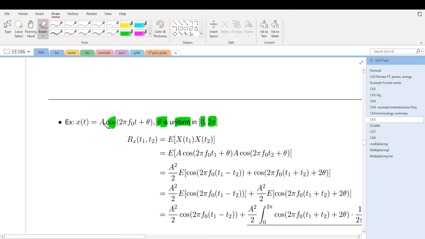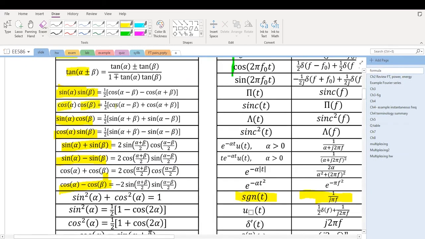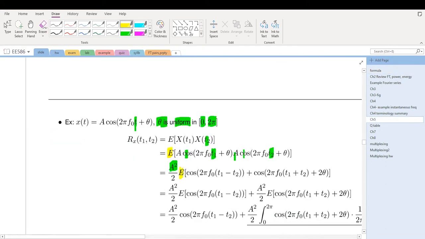For x(t1) we plug in t equals t1, and for x(t2) we plug in t equals t2, and then we take the product. I take A squared out, and we have cosine multiplied by cosine. We use the trigonometric identity: the product of cosines can be written as one half times the sum of two cosines, one with the angle difference and one with the angle sum. The expectation is still here.